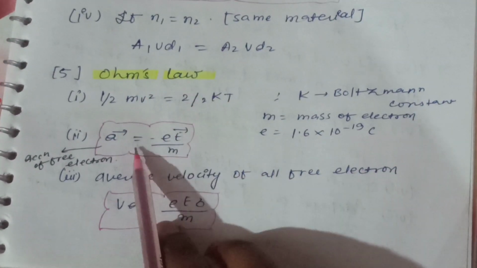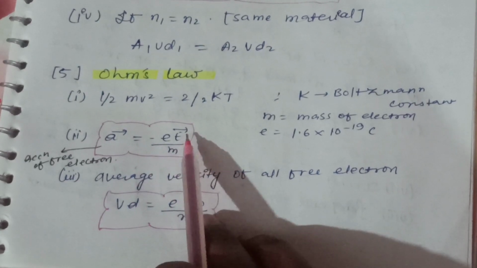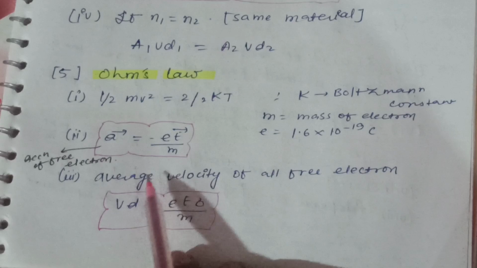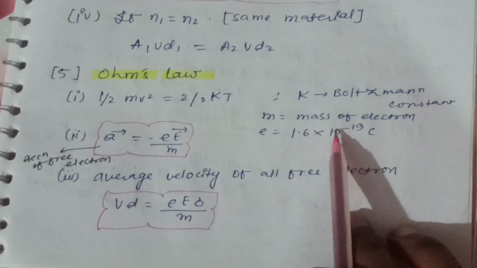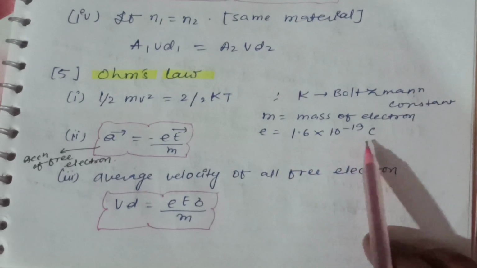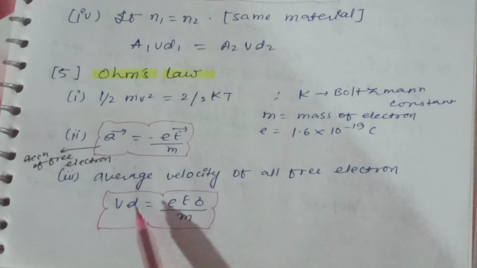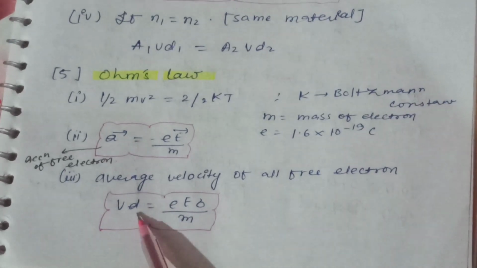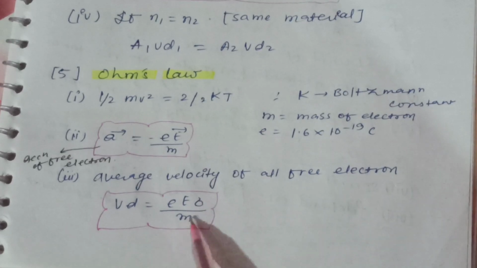Ohm's law: the acceleration vector a is equal to minus e E vector upon m. k is the Boltzmann constant, m is the mass of electron, and e is equal to 1.6 times 10 to the power minus 19 coulomb. The average velocity of all free electrons, the drift velocity, vd is equal to e E tau upon m.